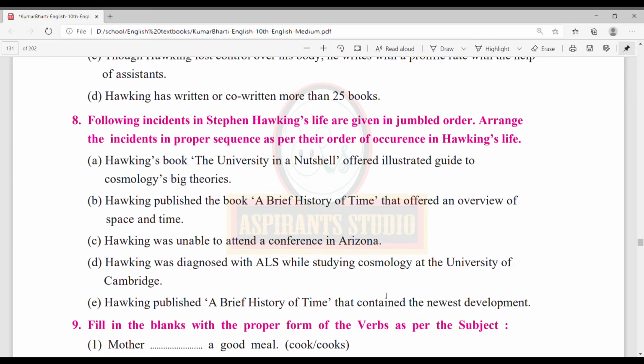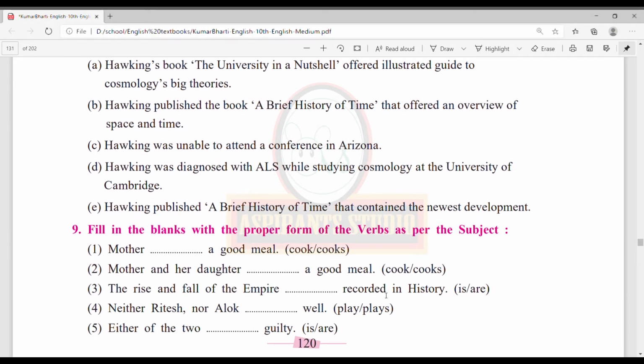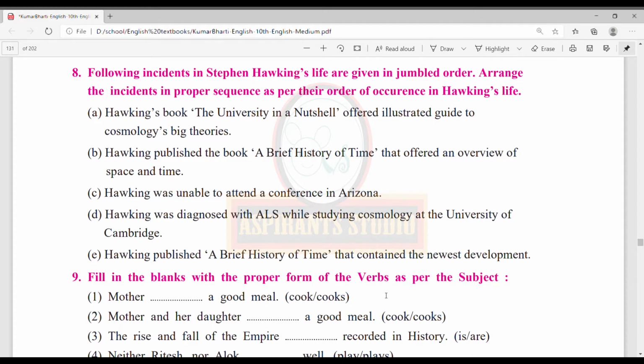8. Following incidents in Stephen Hawking's life are given in jumbled order. Arrange the incidents in proper sequence as per their order of occurrence in Hawking's life. A. Hawking's book, The Universe in a Nutshell, offered an illustrated guide to cosmology's big theories. B. Hawking published the book, A Brief History of Time, that offered an overview of space and time. C. Hawking was unable to attend a conference in Arizona. D. Hawking was diagnosed with ALS while studying cosmology at the University of Cambridge. E. Hawking published A Brief History of Time that contained the newest development.